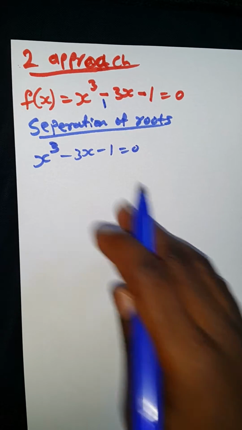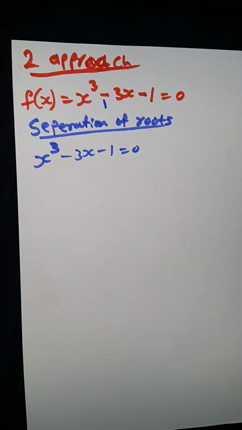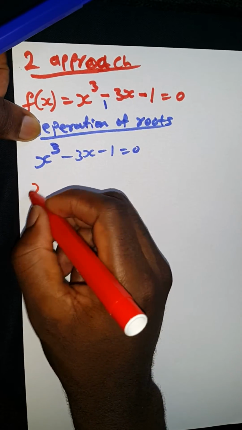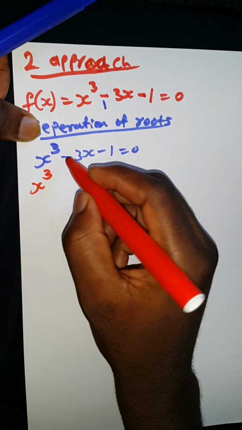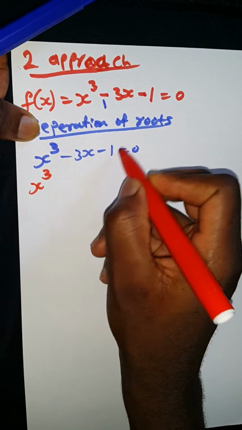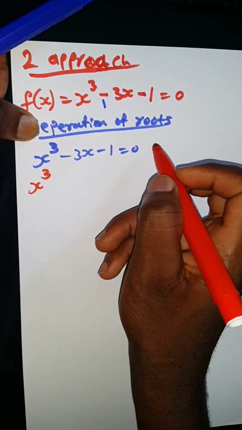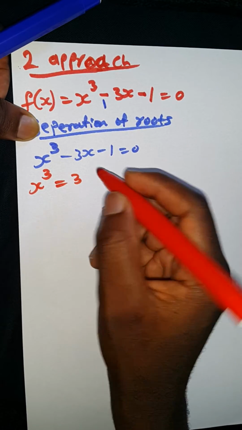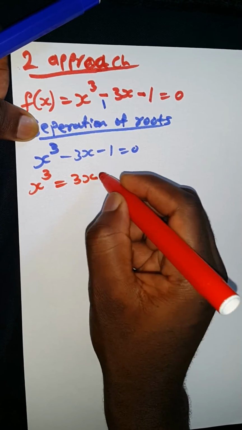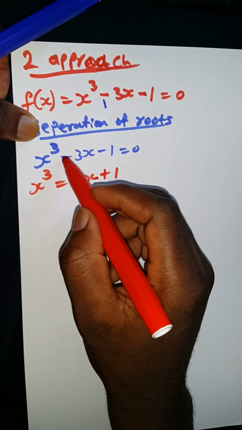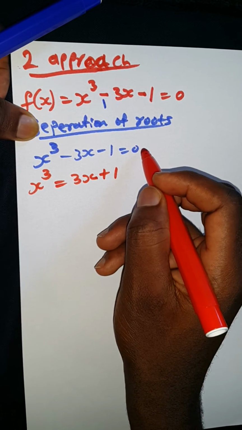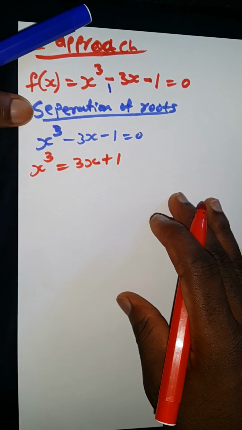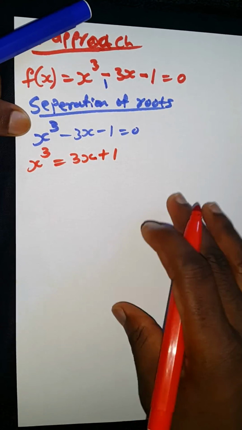Now separating this, we have to write x cubed, then take this one to the other side and make it equal to 3x plus 1. When this minus crosses the equal sign, it becomes positive. Now we have this.